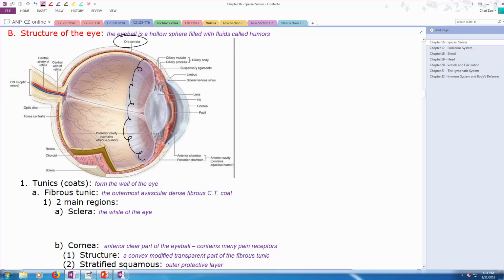Did it go all the way around? It stopped at the ciliary body. So the retina actually stopped at the ciliary body, where you see that ora serrata. And so that's another manifestation of that area.